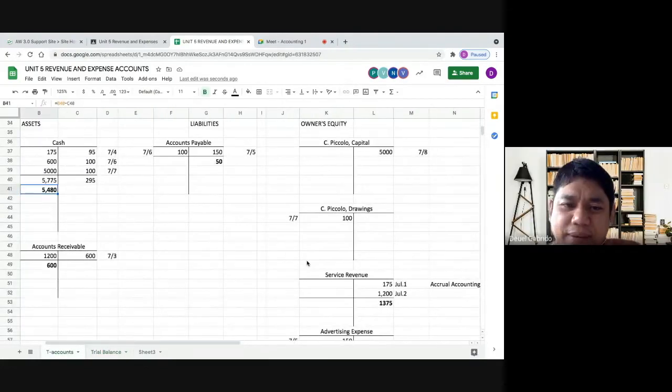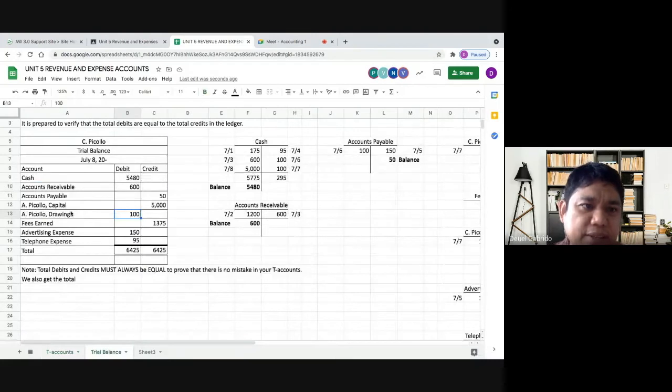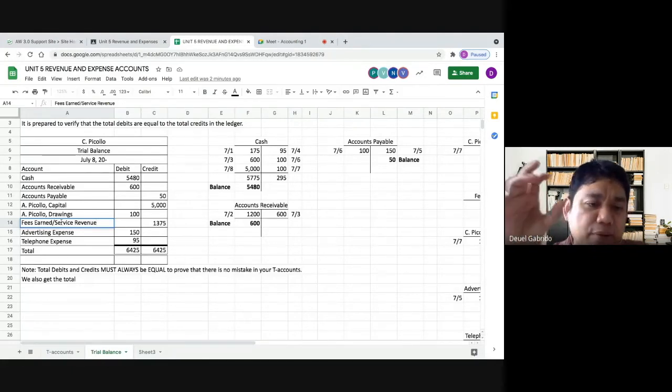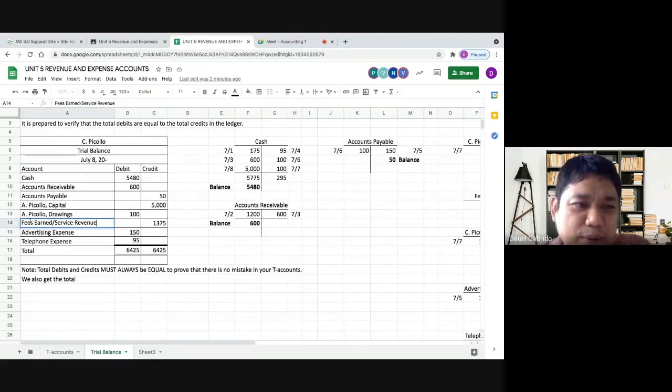Service revenue. Okay, so let me make it clear. Fees earned or service revenue, that's fine, because revenue comes in different names. It could be fees earned, service revenue, rental revenue, repair revenue, and so on, as long as there's a revenue or earned. Advertising expense 150, telephone expense 95. Look at the debit, guys. When we add them up, the sum is 6,425, the credit is 6,425, and they are the same.